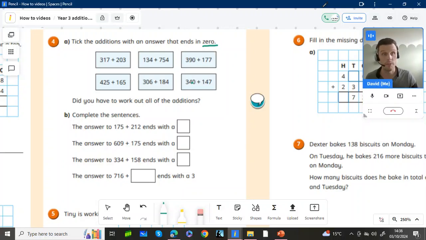So I'm going to do the first one, and I just need to focus on the ones. Okay, so these two digits, or 7 plus 3 equals 10. So that one does end in a 0. Okay, so you could either work out the sums and just focus on the ones digits, or you could write out your number bonds for 10 and then see which ones match.